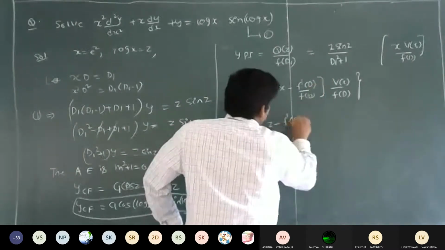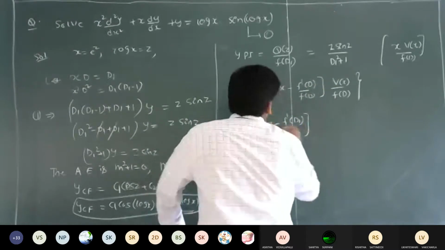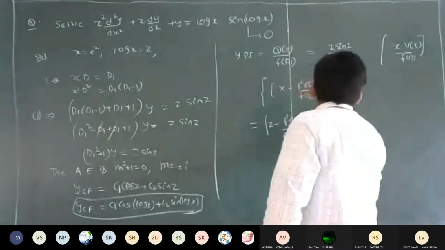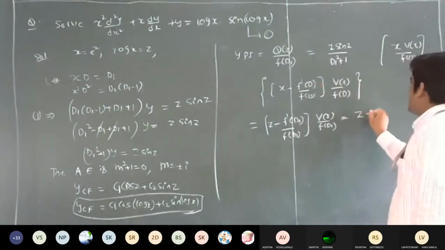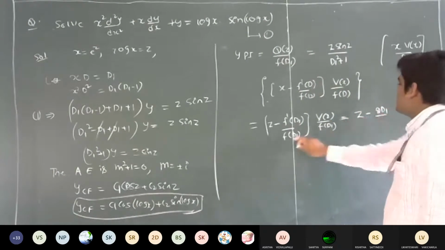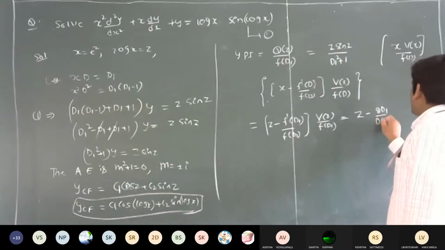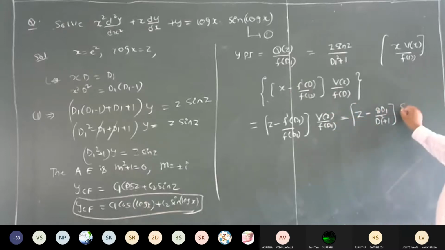So here we have f dash of d1. So that is by f of d1 into v of x by f, v of z by f of d1, v of z by f of d. That is equal to z minus, what is f dash of d1? So that is 2d1 by, what is f dash of f of d1? So that is d1 square plus 1 into, what is v of z? So that is sin z. That is sin z by what? So by d1 square plus 1 by d1 square plus 1.